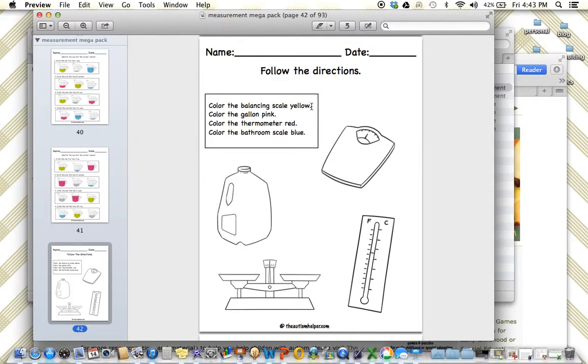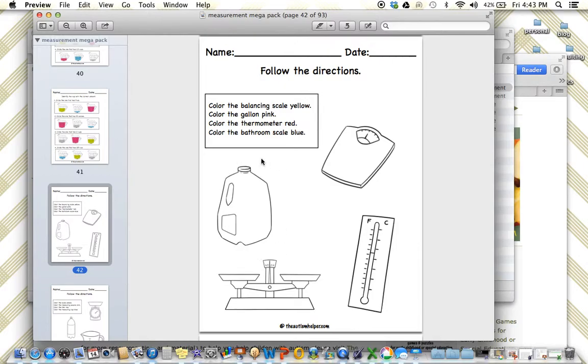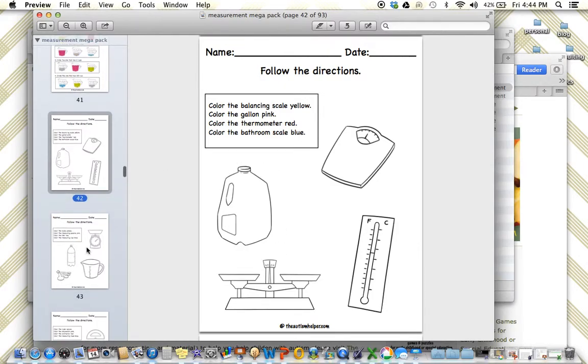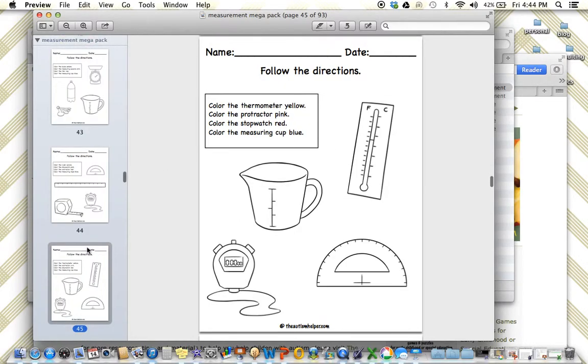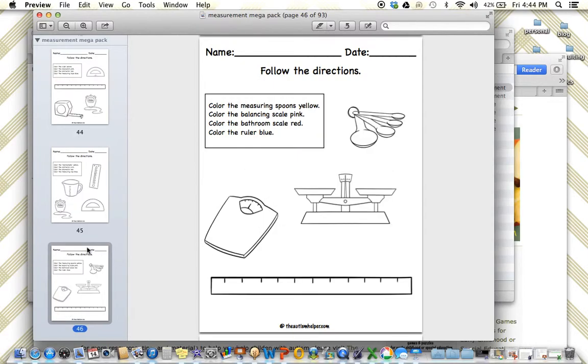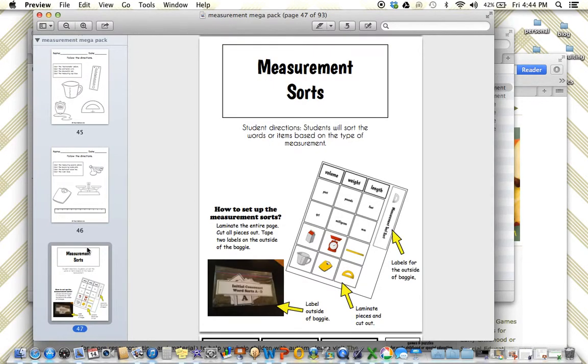But again, working on multiple skills in here. Coloring the balancing scale yellow. Color the gallon pink. So having to attend to not only what the item is, but following the directions and coloring it the right color. I love these in my room. I think it's great to work on multiple step directions while incorporating some vocabulary.